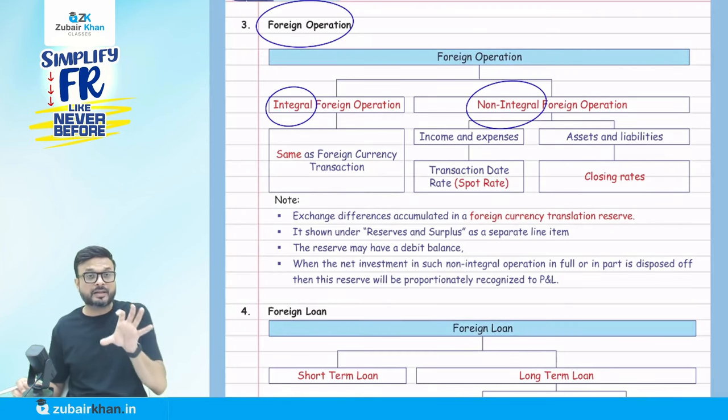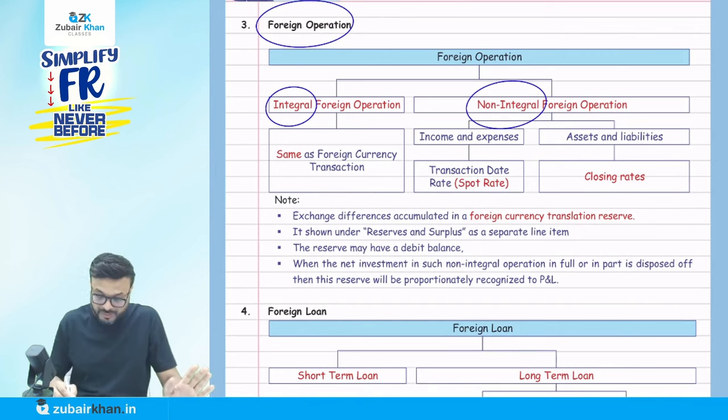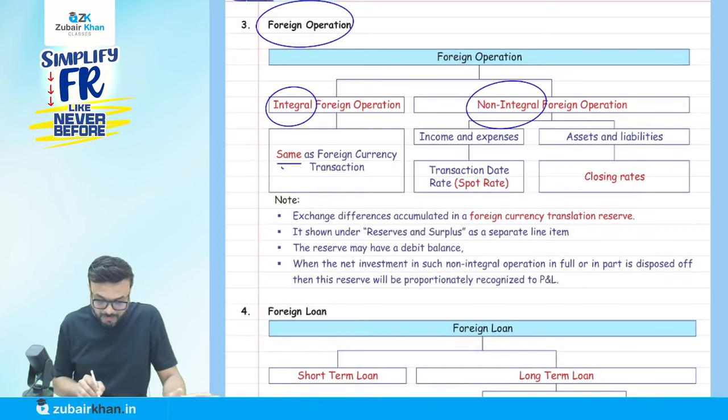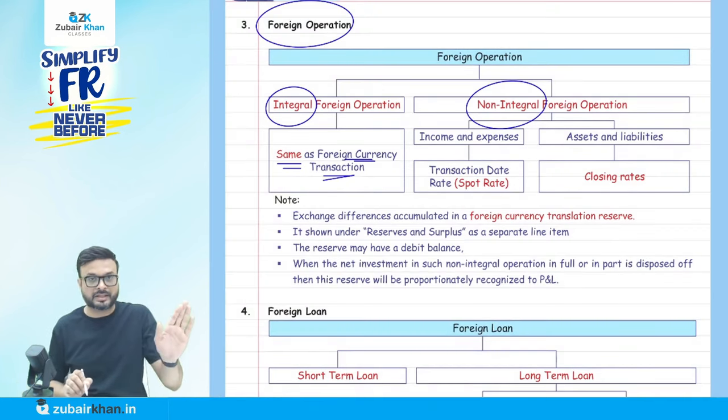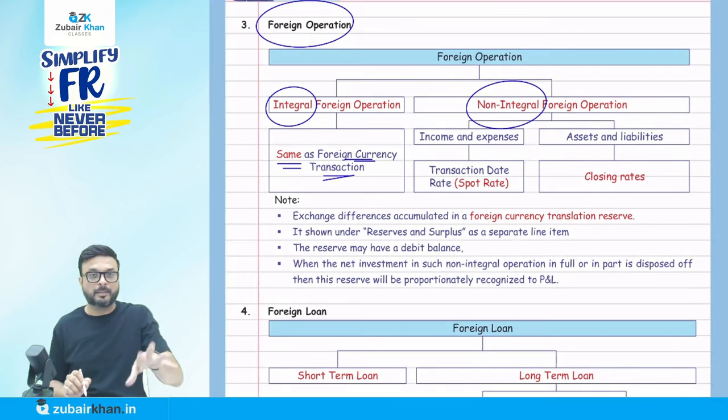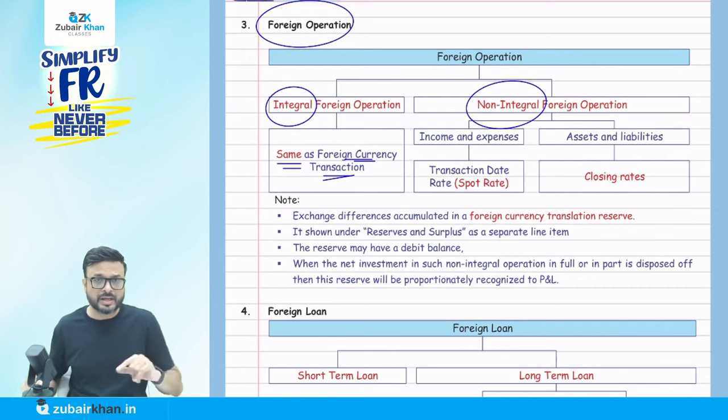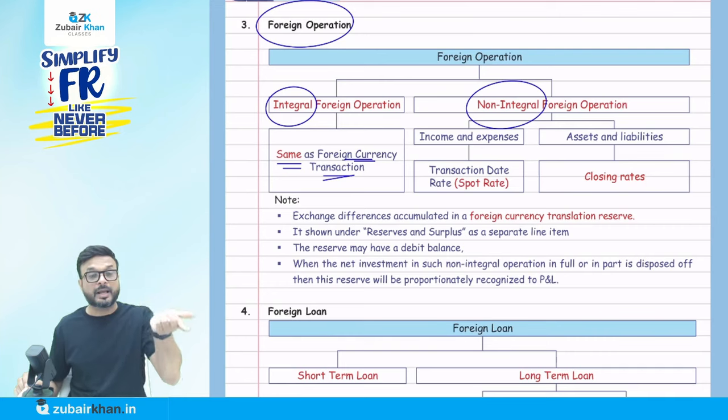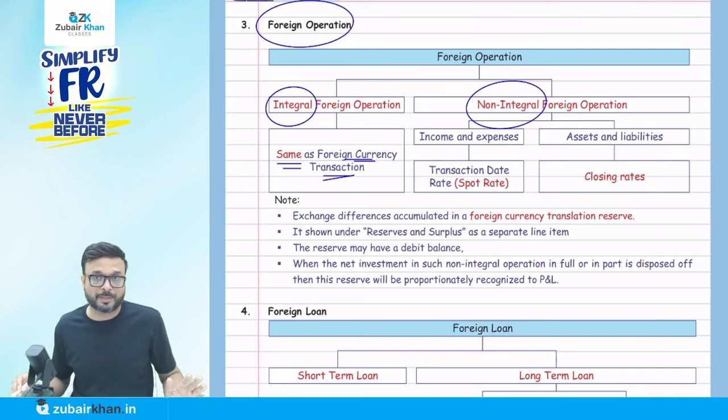When I say integral foreign operation, what is going to happen here? Same as a foreign currency transaction. No need to discuss here. Why? The accounting treatment will be the same as what we discussed for the foreign currency transaction. Same initial spot rate, then monetary items at closing rate. Okay, non-monetary items at historical spot rate, fair value at closing rate, and the difference will go to P&L. Same treatment.